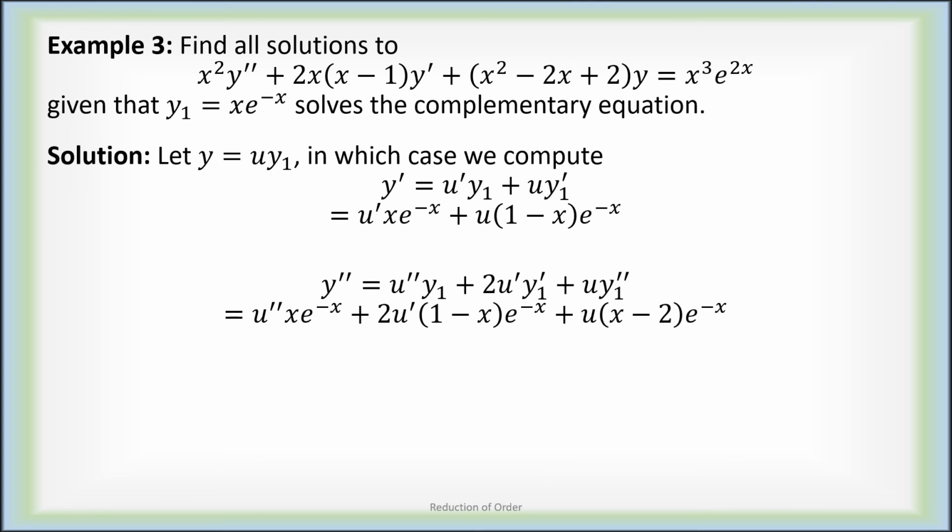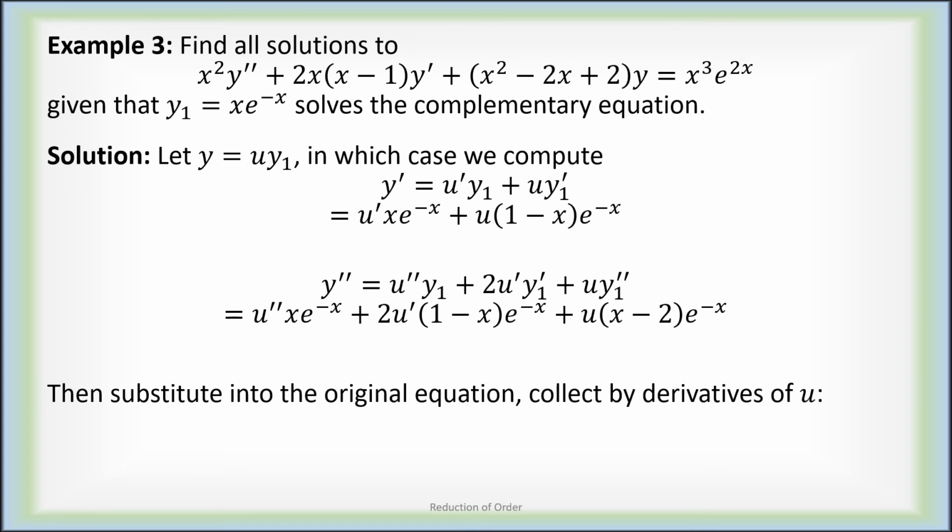So here are y prime and y double prime, which we throw into the differential equation. Then what we do is we collect terms according to which derivative of u they have. So we're going to take all of this for y double prime, multiply it by x squared, all of this for y prime, multiply it by 2x and x minus 1, then all of this times y, which was u y1, and we're just going to collect which terms have a u, which have a u prime, and which have a u double prime. And ultimately, it simplifies quite a lot.